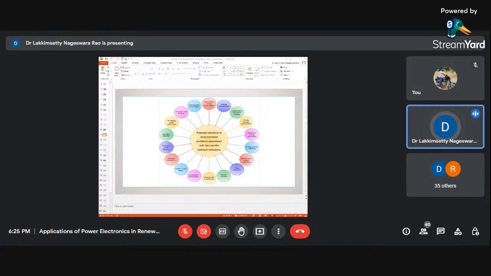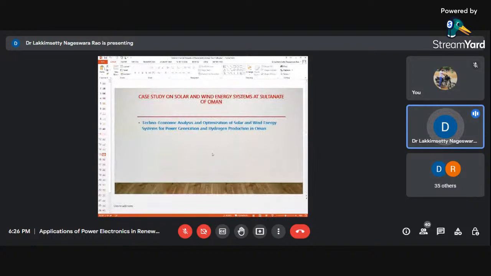And this is also the same area. Now, if you allow me, I will share some of the information. One of the case studies which has been done by our master students is the techno-economic analysis and optimization of solar and wind energy systems for power generation and hydrogen production in Oman. This is at the publication stage elsewhere, and very good results have been achieved from this study. The main aim of this work.